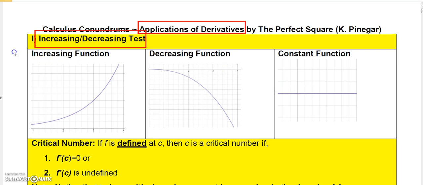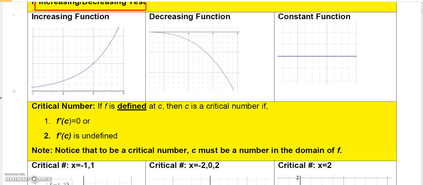Now, it turns out that one function could actually be increasing for a period of time, and then begin to decrease for a period of time, or vice versa. So that's what we're going to determine in the increasing-decreasing test.